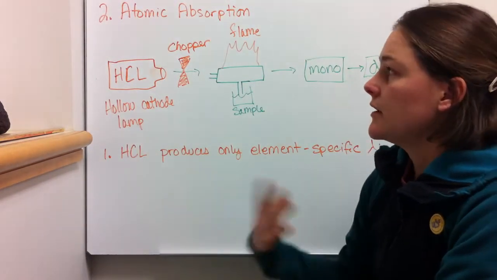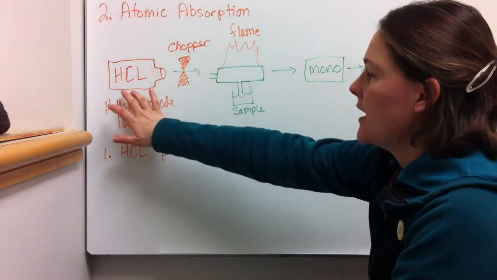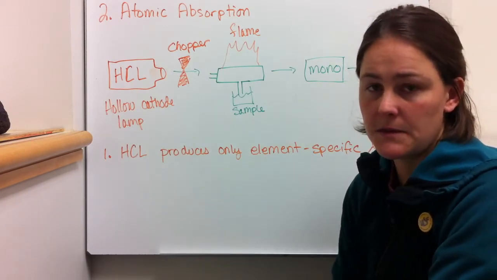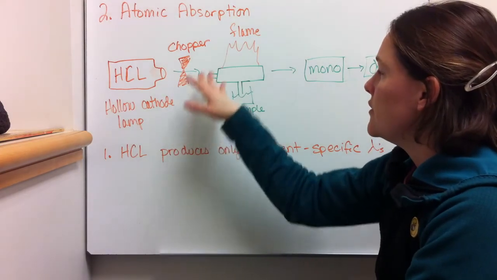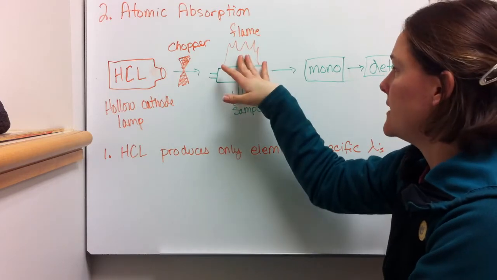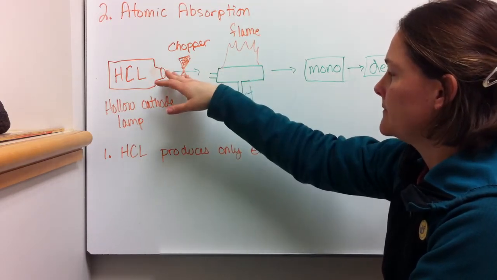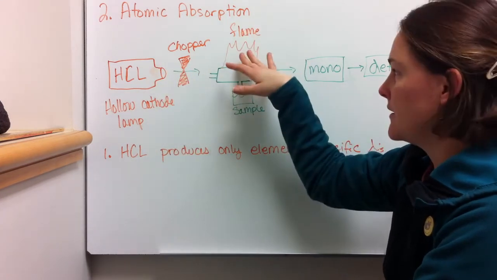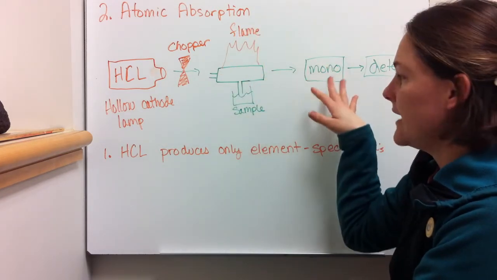So you can also look at atomic absorption. Basically you would have something like a hollow cathode lamp, which generates element-specific wavelengths, and we'll talk about how that does that in a second. And then you have the same way of getting the sample into the flame, where it's atomized, and then the photons interact and absorb with the atoms that are in the flame. Some of them are absorbed, and then you measure what's left.